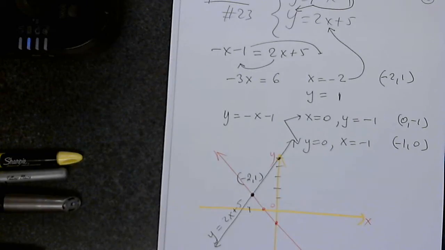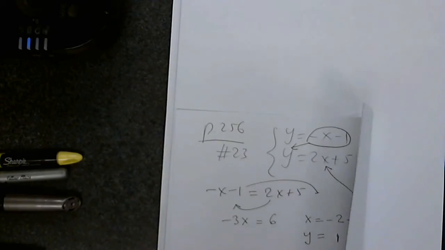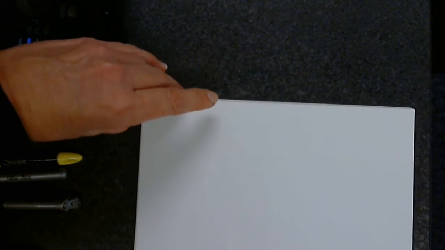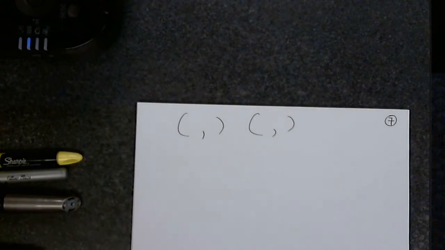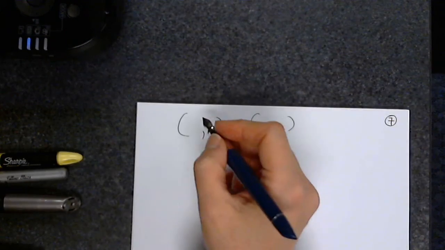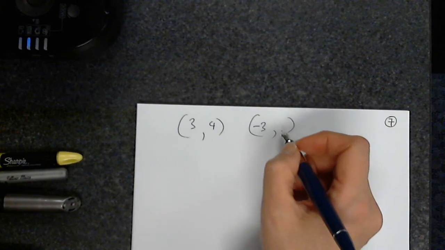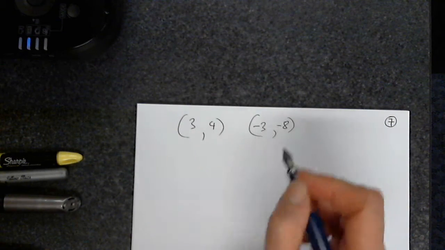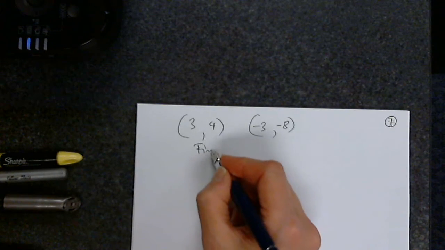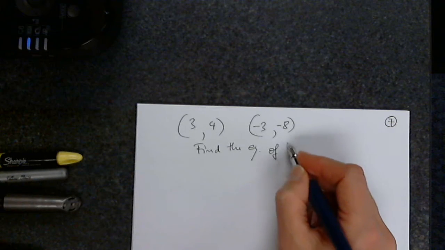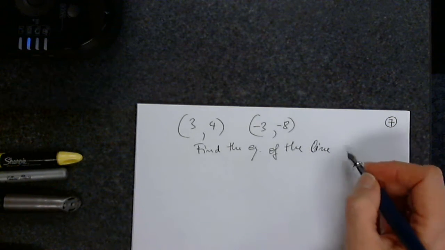Okay, so let's do one problem. We should look at picking 2 points. Can anyone give me 2 ordered pairs? Any 2 ordered pairs you want? And then we would like to find the equation passing through those points. Any 2 ordered pairs you'd like. 3 and 4. Okay. And let's say negative 3 and negative 8. So we're asked to find the equation of the line passing through them.